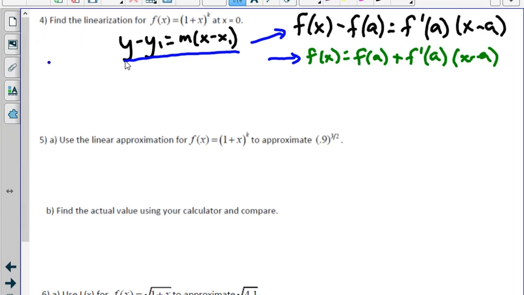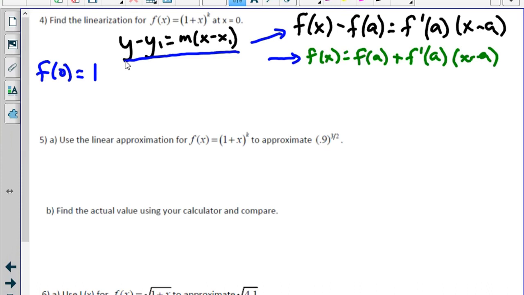So at f of 0, we get 1, because it doesn't really matter what k is in this problem. If you put 0 in, you get 1 to the k, which is 1. Also, in this problem, k represents a variable of some sort. So what we're doing is we're trying to figure out what happens in general when we have this exponent in this 1 plus x situation.